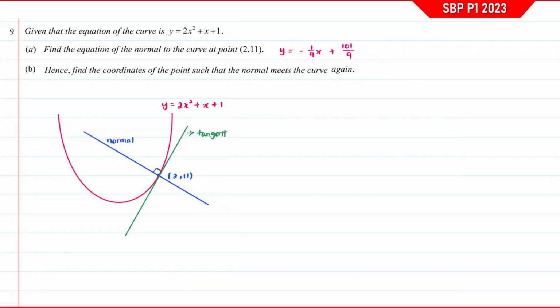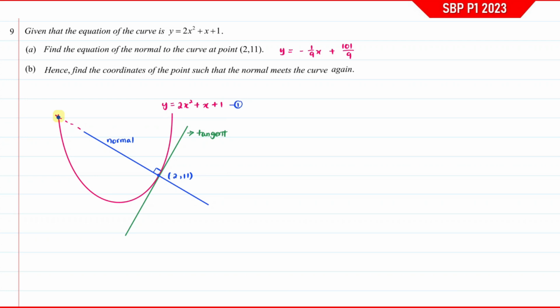Question B. Hence, find the coordinates of the point such that the normal meets the curve again. So based on the diagram here, if we extend the normal, then it will meet the curve here again. So the coordinates of the point here is the intersection point between the curve and the normal. So we're going to solve this using simultaneous equations.